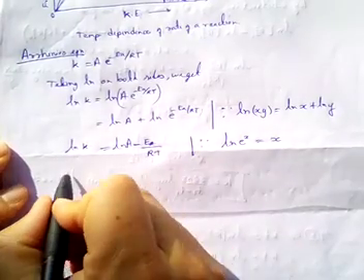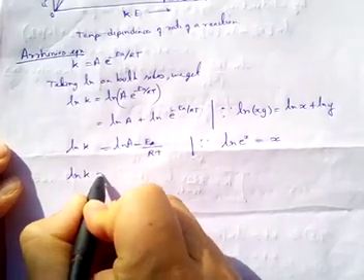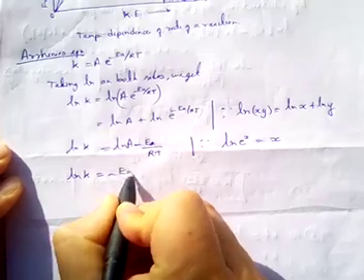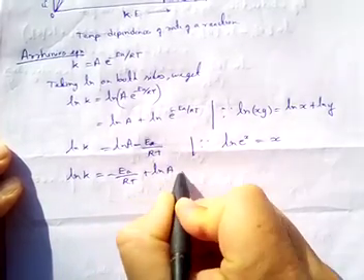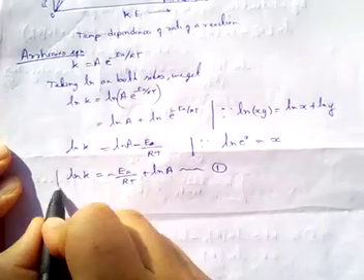Now we'll just rearrange this one. ln k is equal to minus Ea by RT plus ln A. Fine, so we'll put this as equation 1.